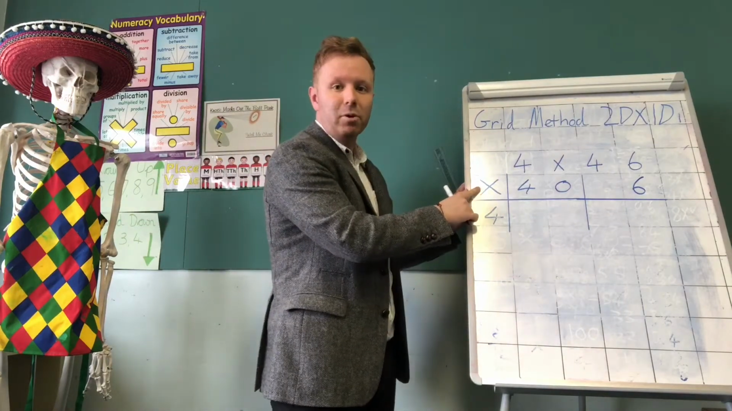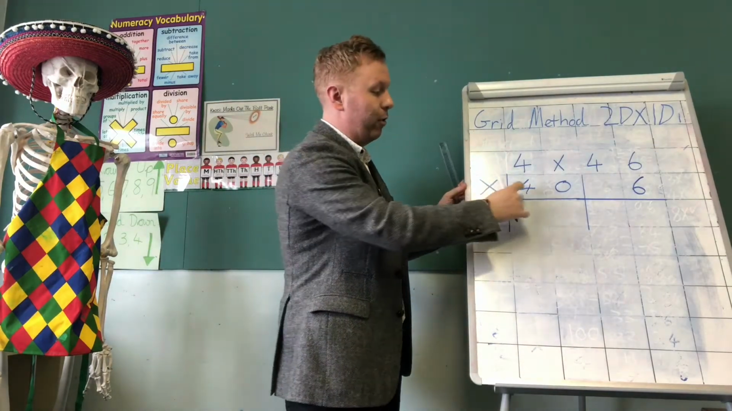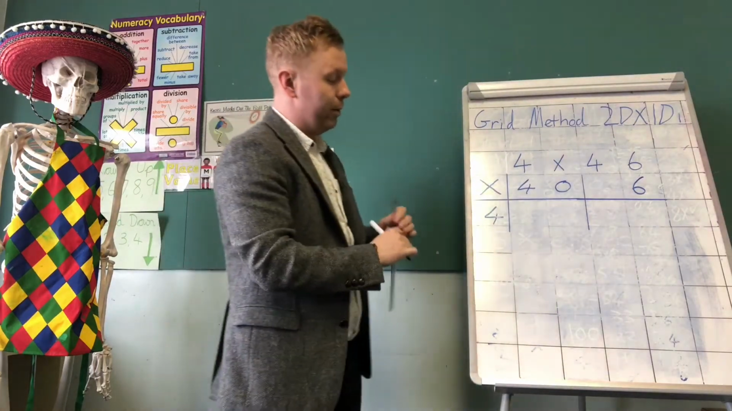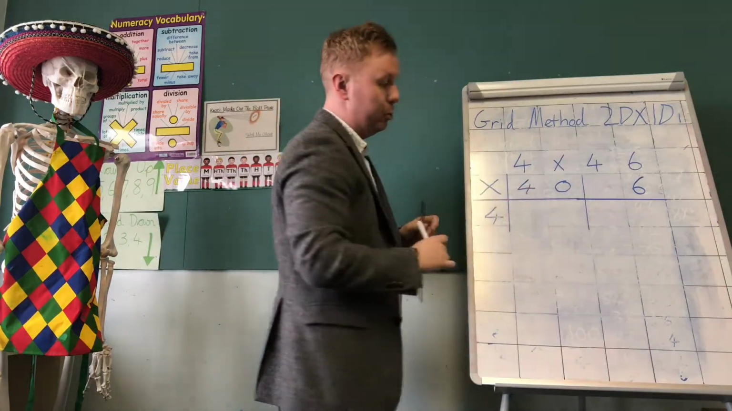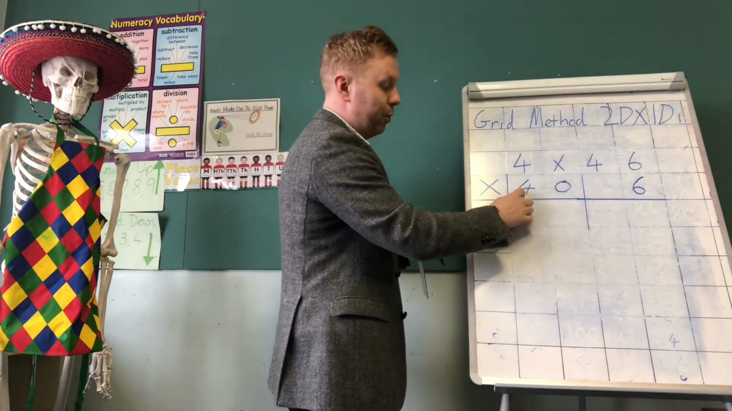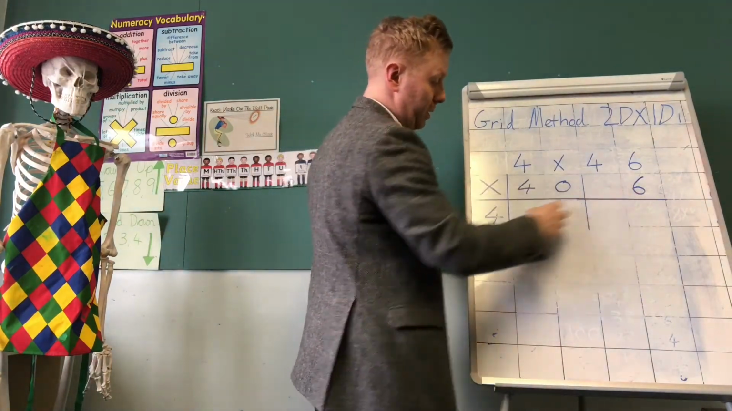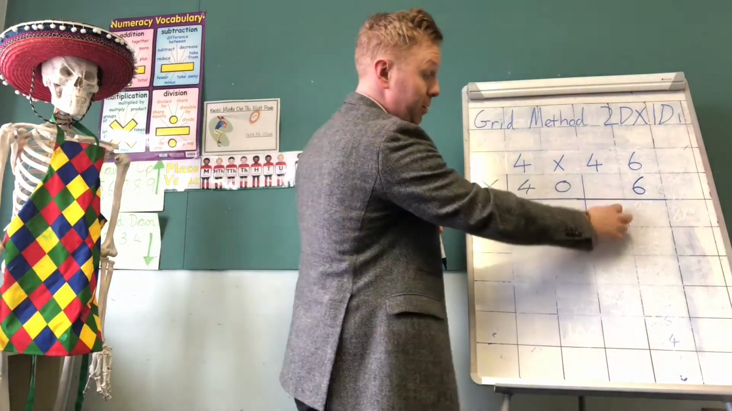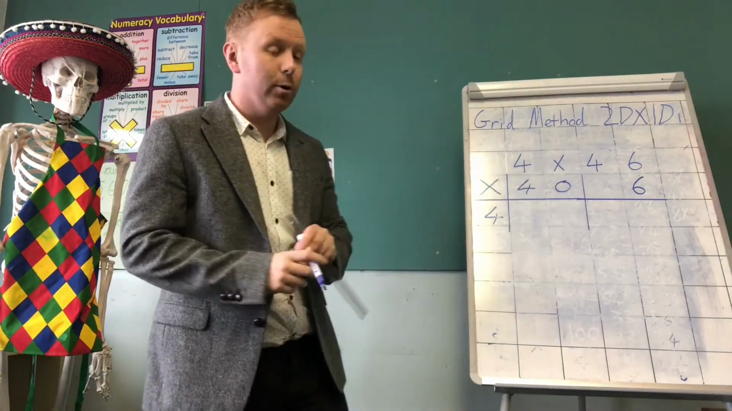I've got my times table symbol in the corner here. I've got my 40 and my 6 and I've got my 4 times. So what we do in this is we treat them as 2 separate sums. 4 times 40, then 4 times 6. The answer to 4 times 40 goes in this box. The answer to 4 times 6 goes in this box. So let's start with 4 times 40.